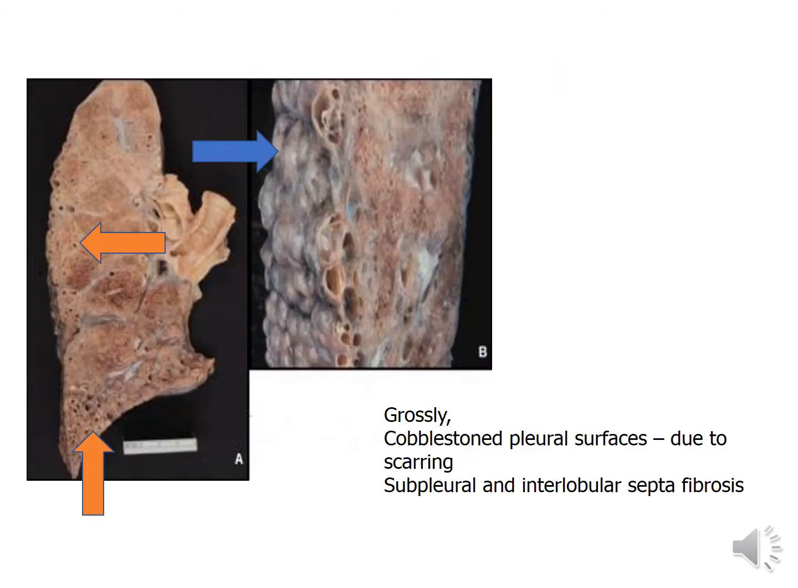Grossly, we can see cobblestoned pleural surfaces due to scarring, just like what is seen at the blue arrow. Subpleural and interlobular septal fibrosis can also be seen. Honeycombing is seen, especially at the orange arrow.